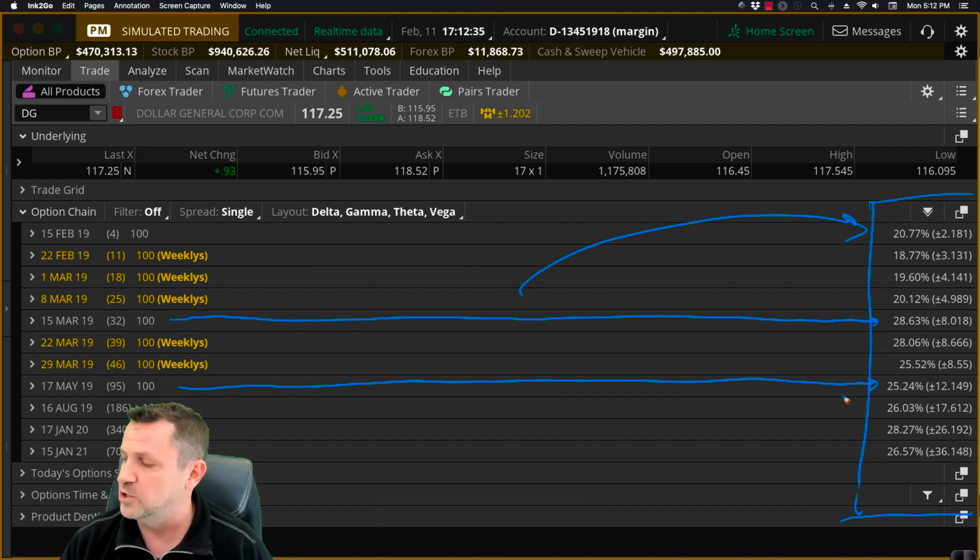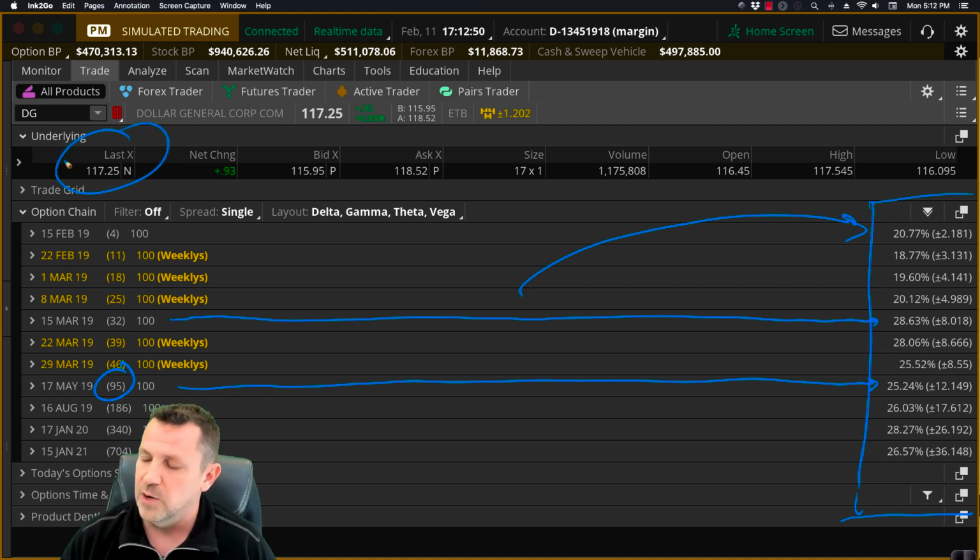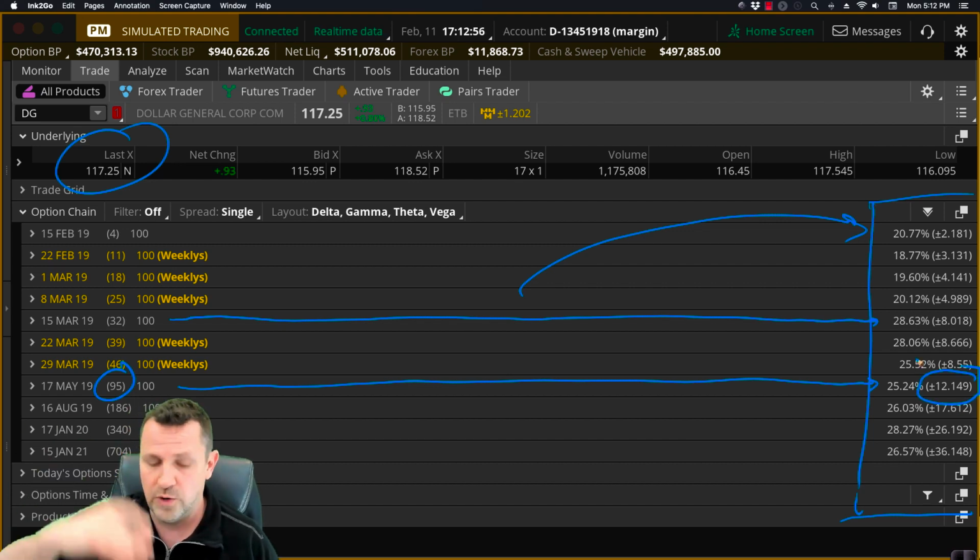And what that number tells you is it's an annualized number, 25% for May, for example. It's an annualized number, but there's 95 days until expiration on that. And so that 25% of the stock price, which would be closer to 30 bucks or so, they're pricing in about $12.14 some odd cents up or down.